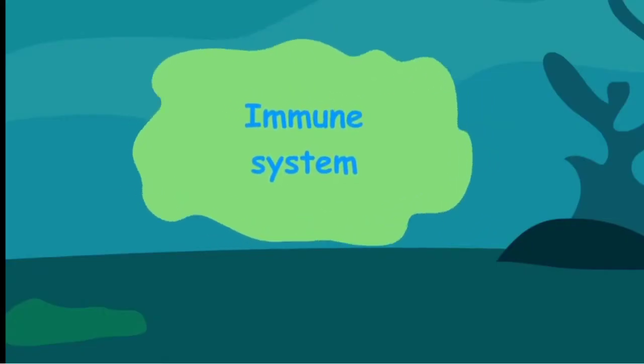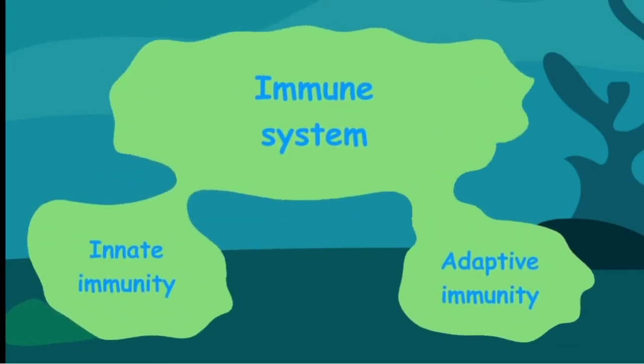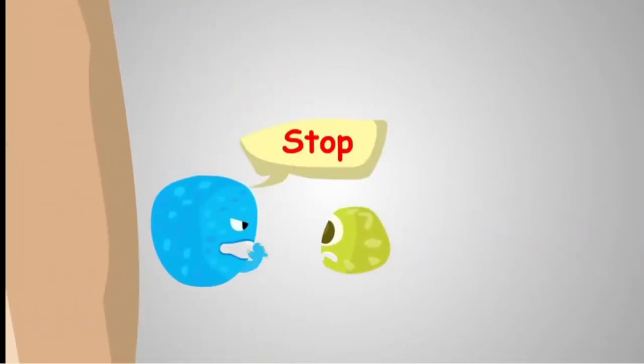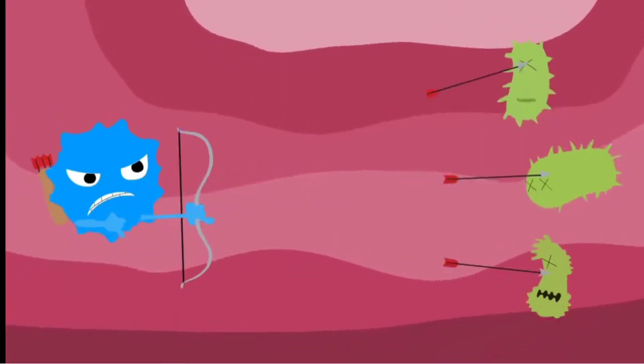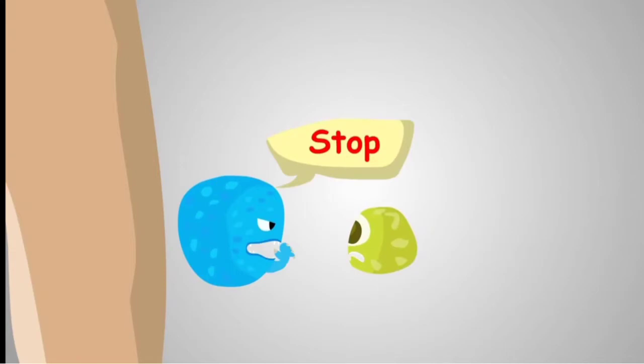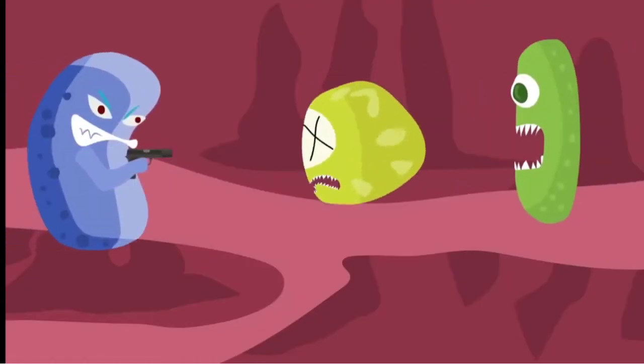The immune system can be broadly divided into two parts, innate and adaptive immunity. Innate immunity, or non-specific immunity, is the body's first natural defense against any intruder. This system doesn't care what it's killing. Its primary goal is to prevent any intruder from entering the body, and if it does enter, then the immune system neutralizes this intruder.